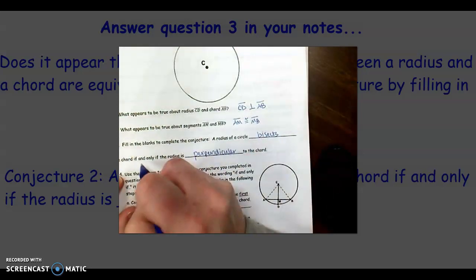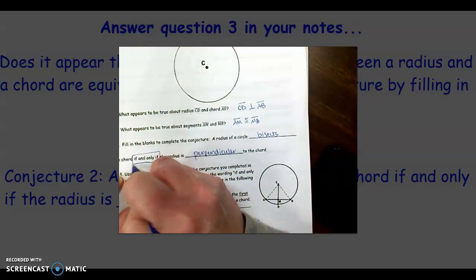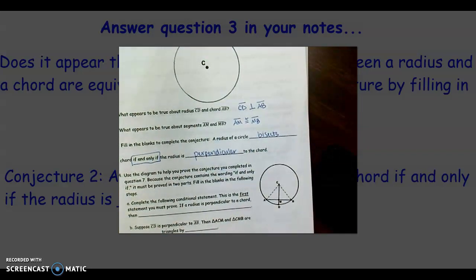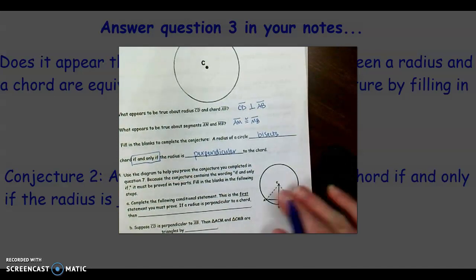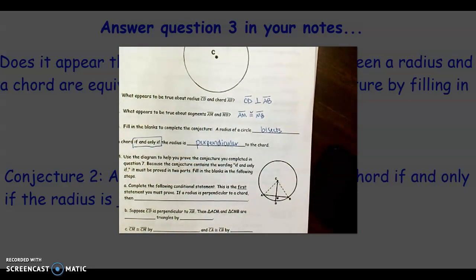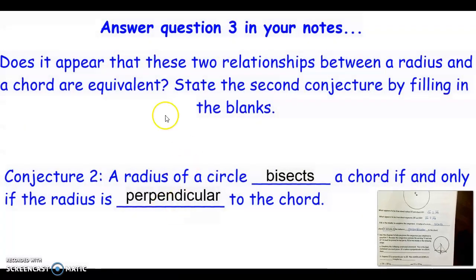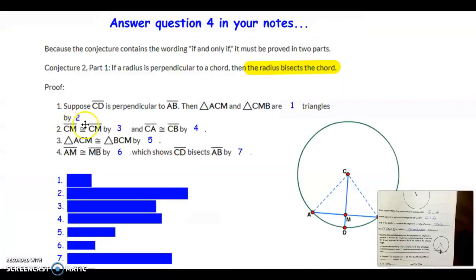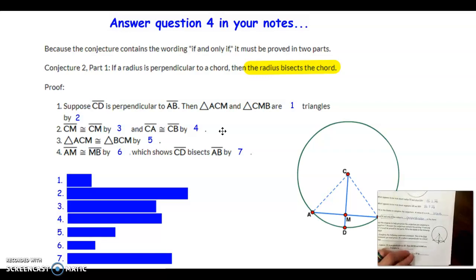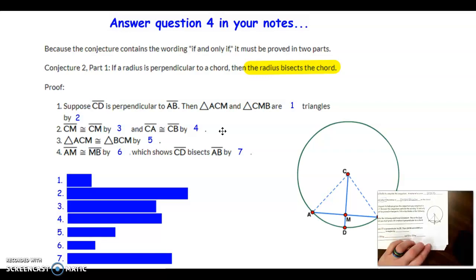Now remember, we've talked about this phrase if and only if several times. That makes this a biconditional statement, and it means that you can read it both ways and it's true. So a radius of a circle bisects a chord if it's perpendicular to the chord, and if the radius is perpendicular to the chord, then it bisects the chord. So you can read it both ways and make a true statement. So we're going to prove both ways. Since it's a biconditional statement, we have to prove it both directions.